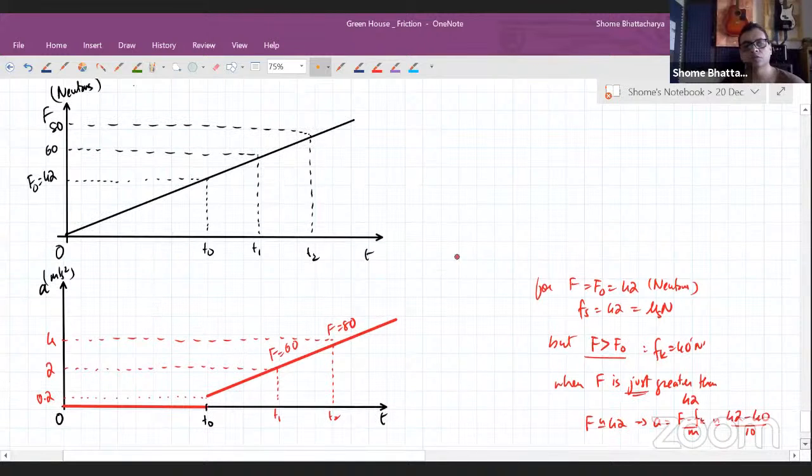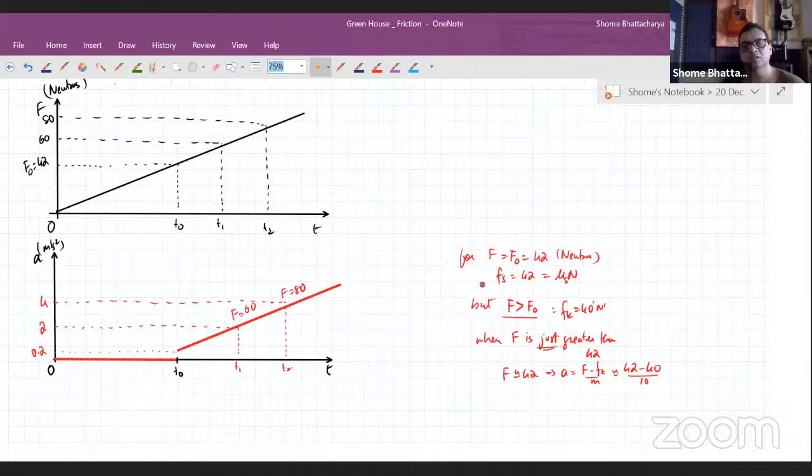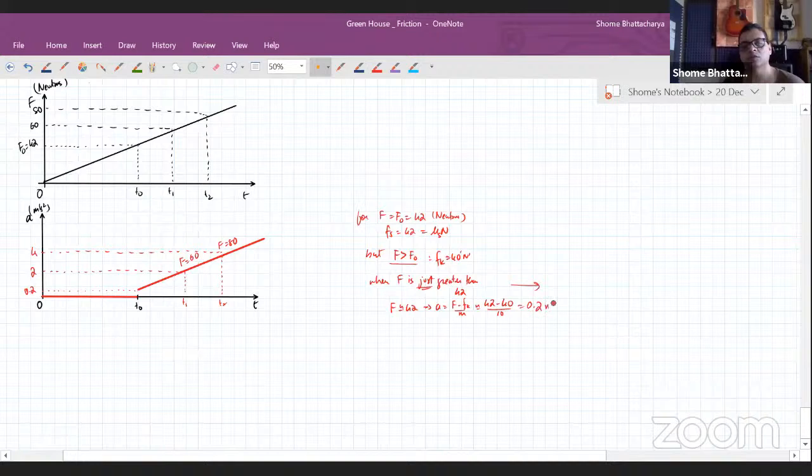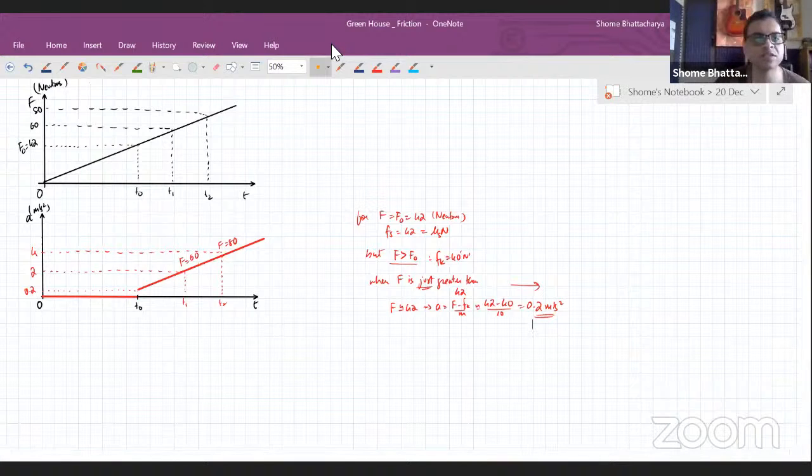Okay, so when this thing is just about greater than 42, the acceleration starts from a non-zero value. It starts from a very small but non-zero value because there is a sudden drop in friction. The static friction was going up to 42 newtons, but the moment the slipping starts, at that instant, the friction suddenly drops from 42 to 40. So it starts with a sudden acceleration of 0.2 meters per second square. It doesn't start with an acceleration tending to 0.